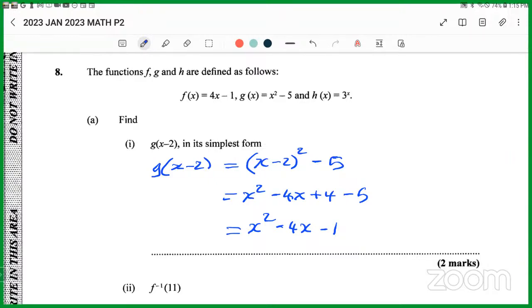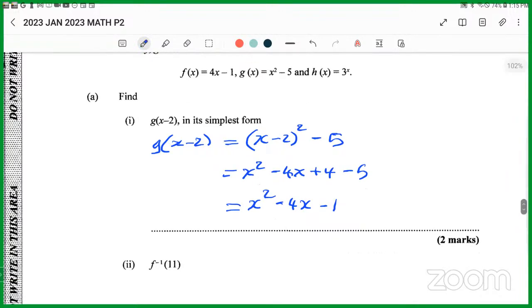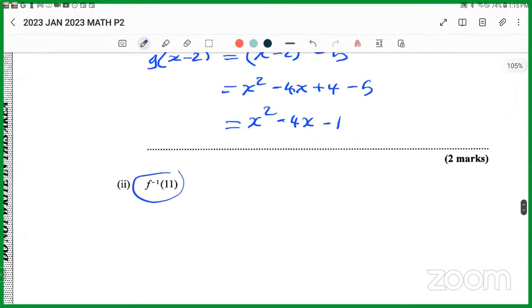Yes. All right. The next part now wants f to the minus 1 of 11. I'm going to show you another way to do this now. So normally what we would do is find f to the minus 1 of x first, and then we'll put in the 11 and get f to the minus 1 of 11. But I might just do it 2 ways for you. Let me do the other way for you first.